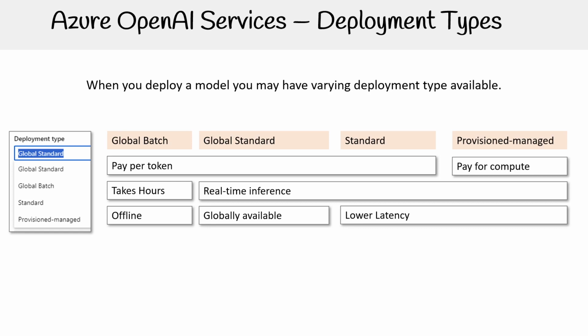When launching models, you're going to find that there's just some serious limitations. So even if you want global standard, most of the time it's like, oh, I can only use standard here, or vice versa. I really wanted to use GPT-4o mini, but all I could get was global batch. You know what I mean?